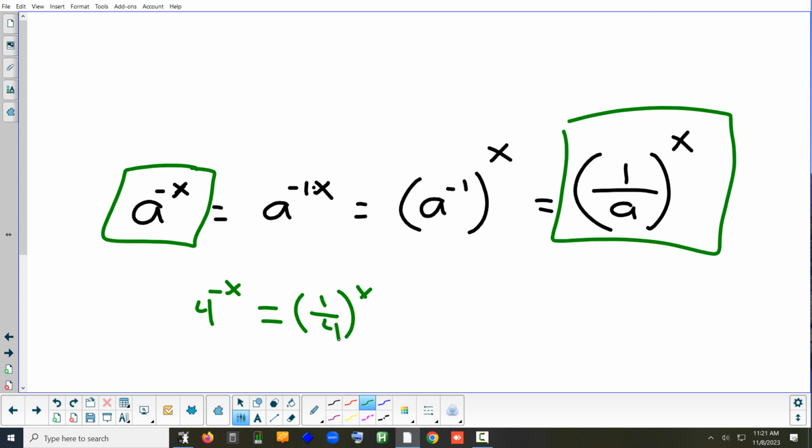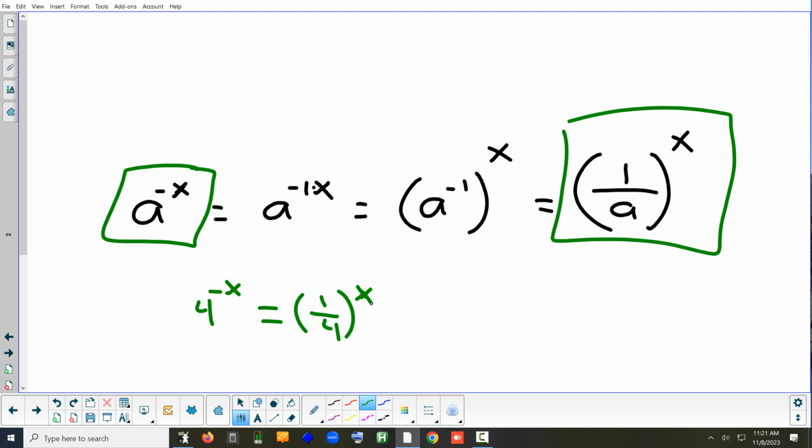Yep. Or like 4 to the -1 power to the x. So what we'll do is if you have something with a negative exponent, make it a fraction. Take the base and flip it, and that becomes your new expression. So any question on why that's true?